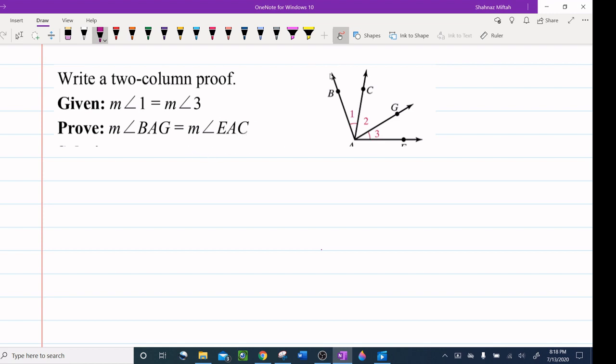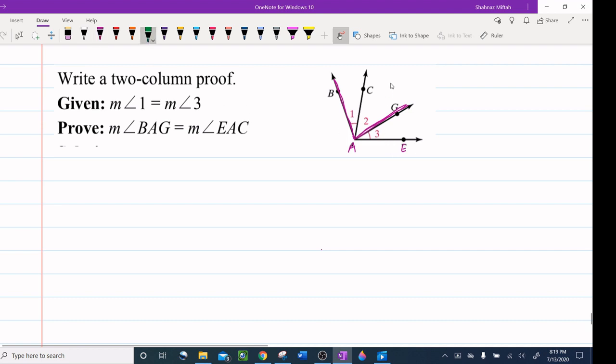In angle BAG, this is angle BAG right there. Angle 1 plus angle 2 will give me BAG. This is A and that's B. So you can tell that angle 1 plus angle 2 is going to give me BAG. Now they said BAG is equal to EAC, and this is what we have to prove.